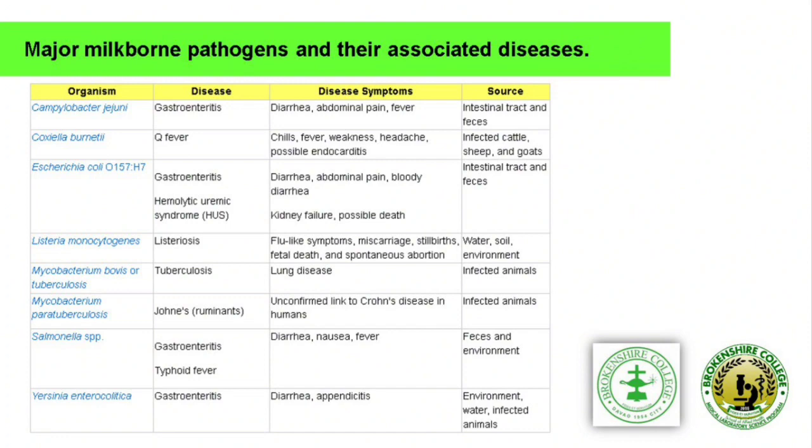Next, we have the Mycobacterium paratuberculosis, or Johne's disease in ruminants, a disease in cattle that has been suggested as a potential link to Crohn's disease in humans. Although this link is not confirmed, the source is infected animals.